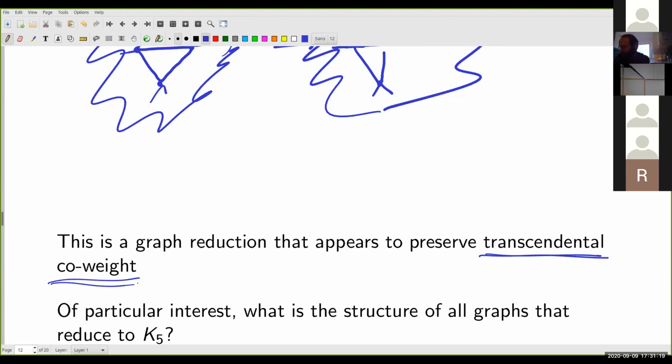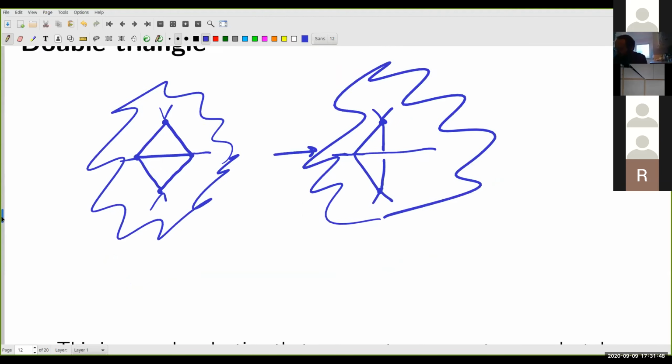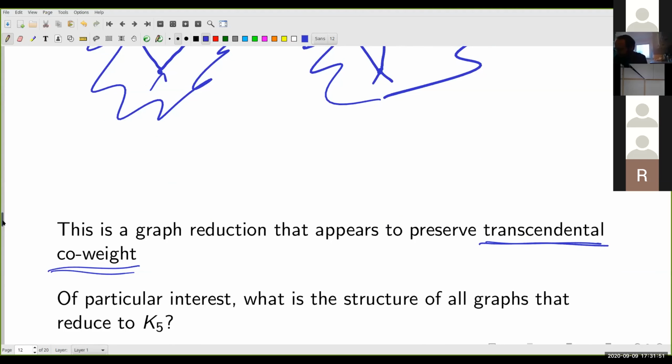Well, as you would expect, the numbers, of course, get more complicated as the graph gets bigger, right? You all know that. So by the co-weight, I just mean the difference between the maximum transcendental weight given the loop order of the graph and the actual transcendental weight of the number that you're looking at. And this graph reduction preserves that co-weight. Notice it doesn't preserve the size of the graph. The graph has gotten smaller. The number of loops has gone down by 1, but this co-weight is preserved.